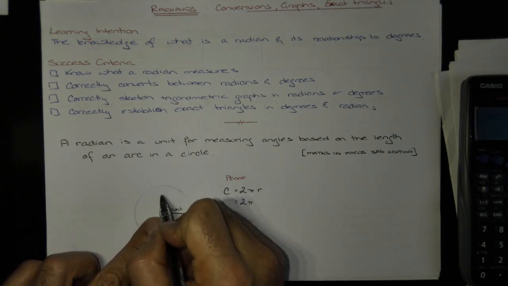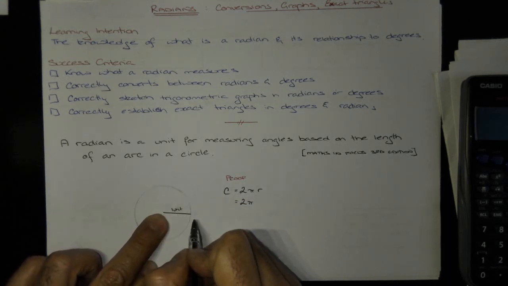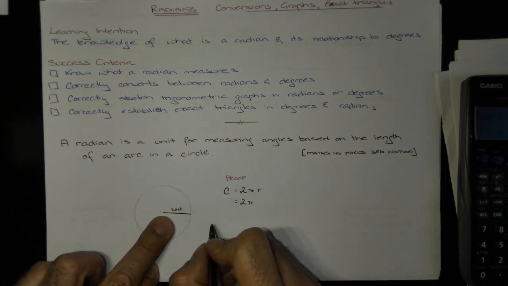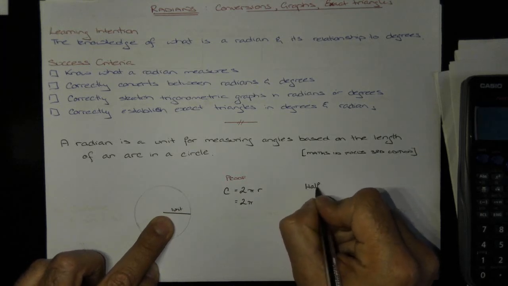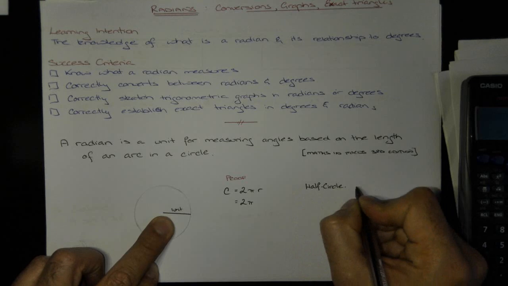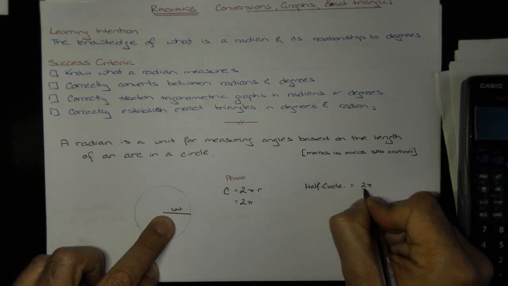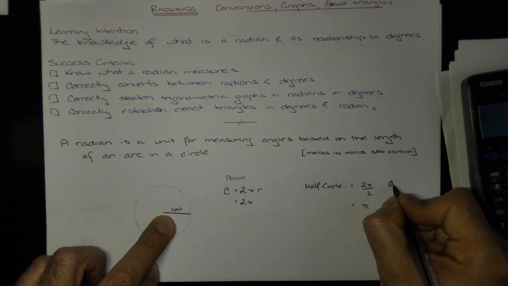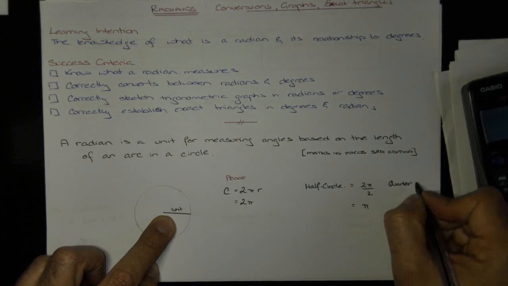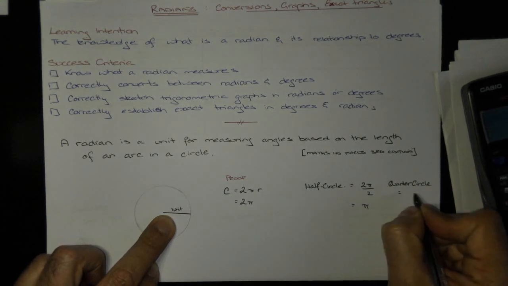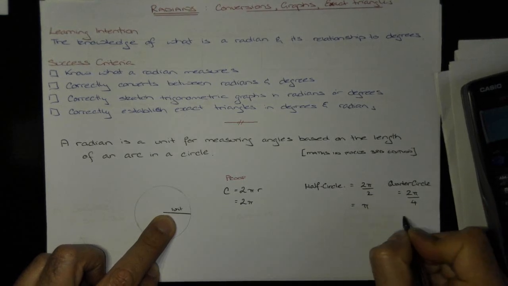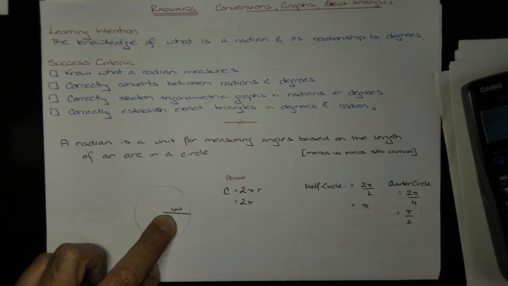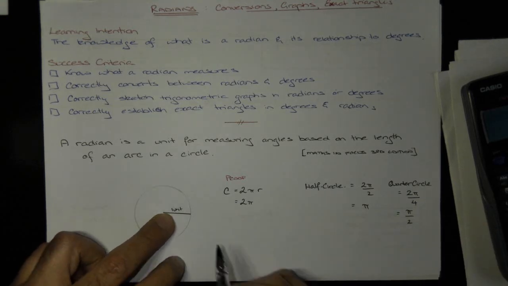Let's say I did a quarter revolution, so I had an arc length of just a quarter of the circle. Well, let's do half of a circle first. For half a circle, or semicircle, that's just going to be 2 pi divided by 2, which is just pi. And if I did a quarter circle, well, that's 2 pi over 4, which is pi over 2. And that's basically the arc length.